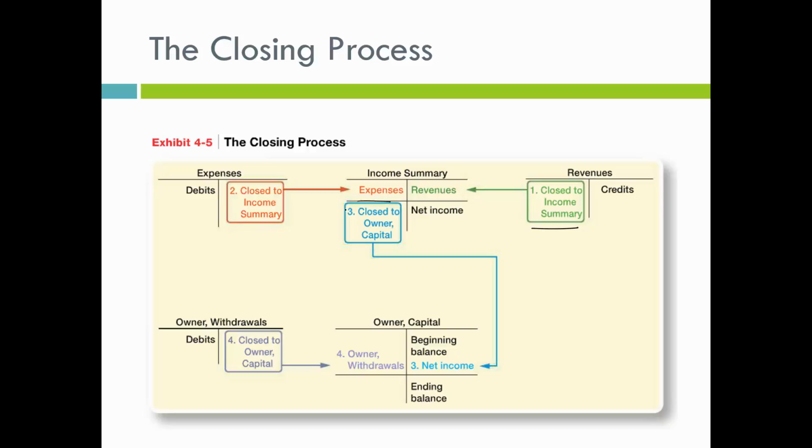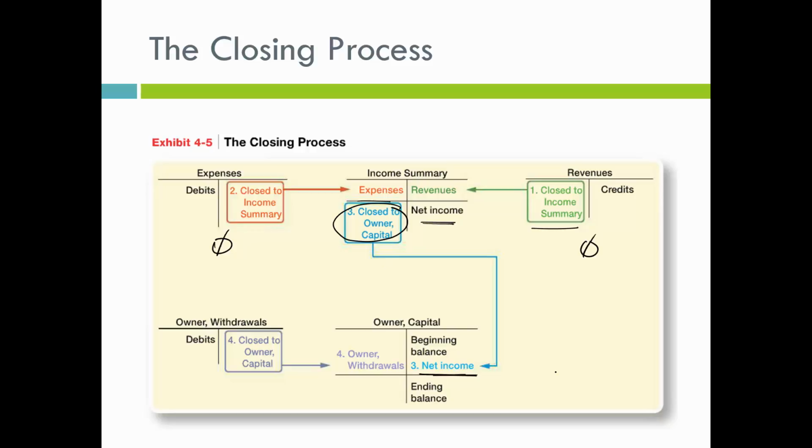So now, once I do step one and step two, revenue will have a zero balance, all the expenses have a zero balance, and the amount sitting right here in income summary is my revenue minus expenses, or my net income. And so on the statement of owner's equity, I said I gave that net income to the owner.